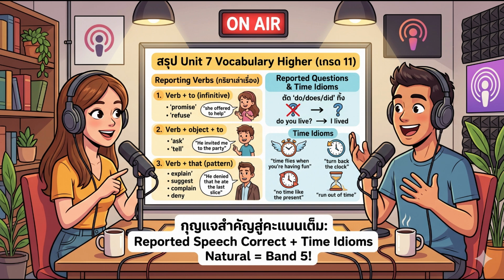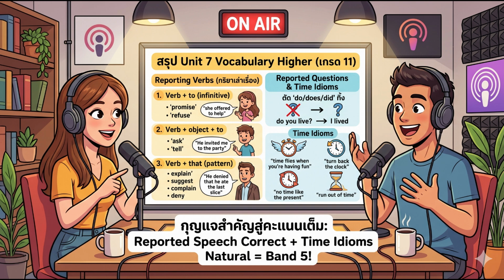And finally, you have the verb plus that pattern for words like explain, suggest, complain, or deny. Like, he denied that he ate the last slice. Right. You can't just shove an object right after explain without completely breaking the rule, like wearing sneakers to that black tie event. Exactly.